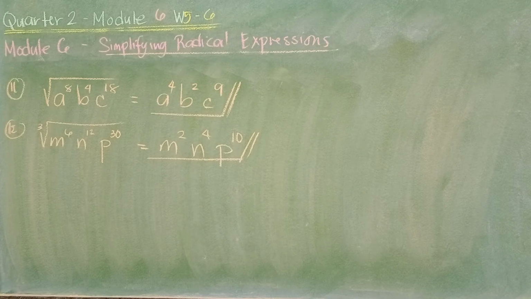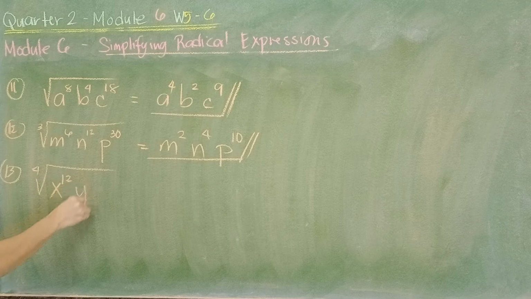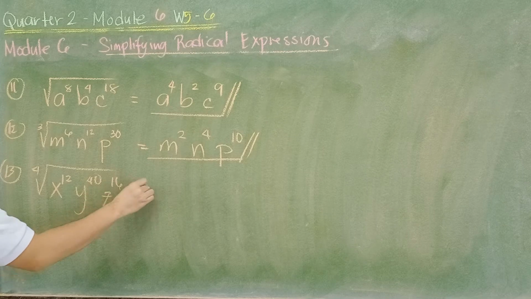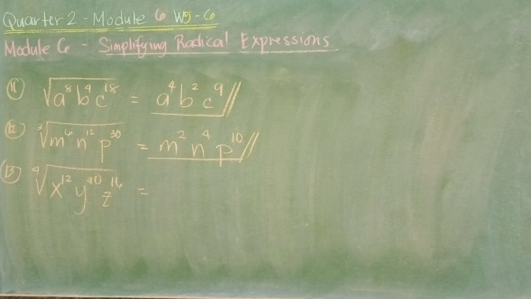Now, what if, another example muna, number 13 para sa fourth root. Let's say, x raised to 12, y raised to 40, z raised to 16. So, same procedure, i-divide mo lang yung exponent ng radical dito sa index. So, para dito sa may x, 12 divided by 4.